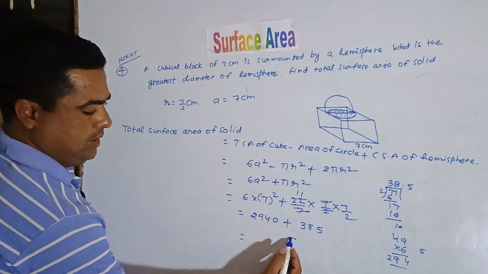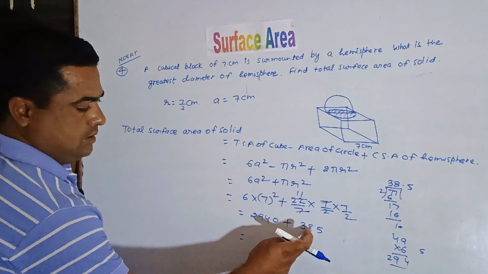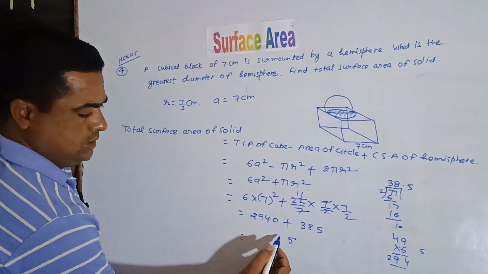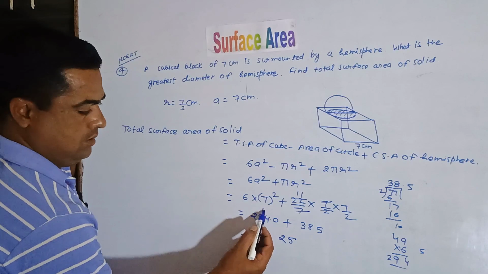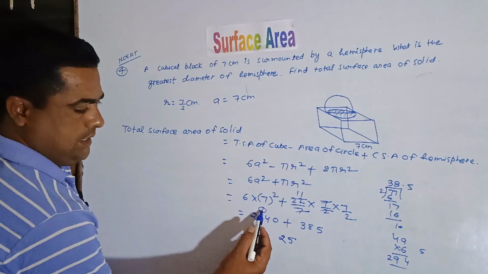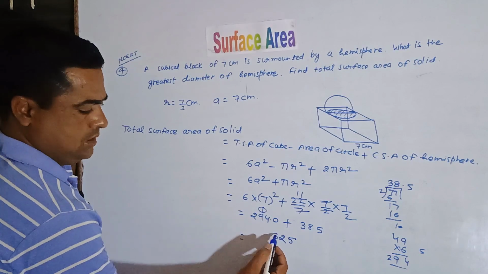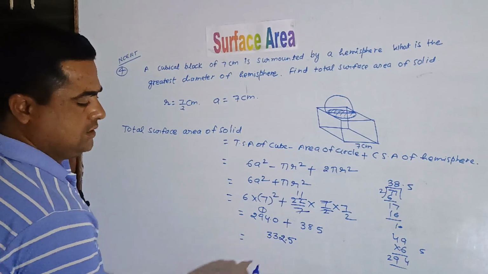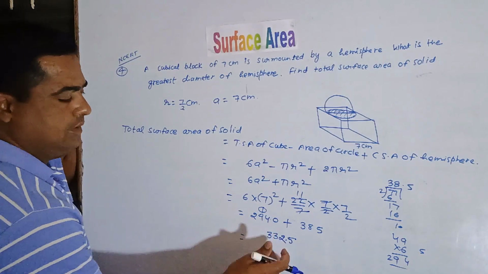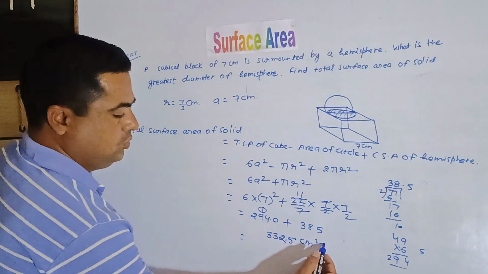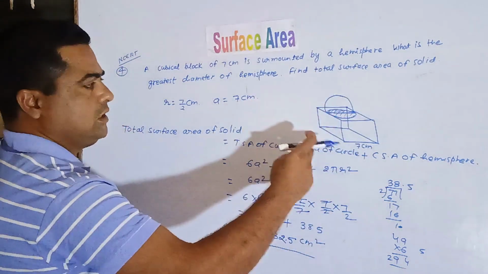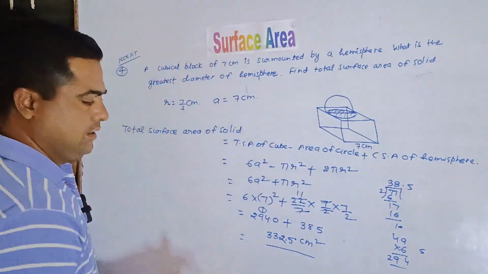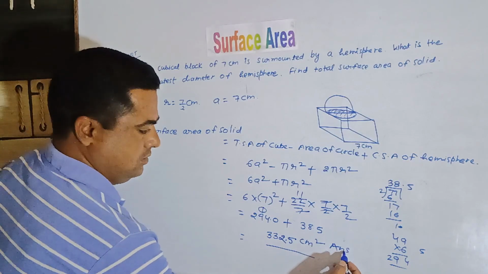5 plus 0, this will be 5, correct? 8 plus 4, this is 12, carry 1. 9 plus 1, 10, 10 and 3, 13, carry 1. 2 plus 1, 3. So your answer will be 332.5 centimeter square. Students, this is the total surface area of this solid. This will be your answer, correct?